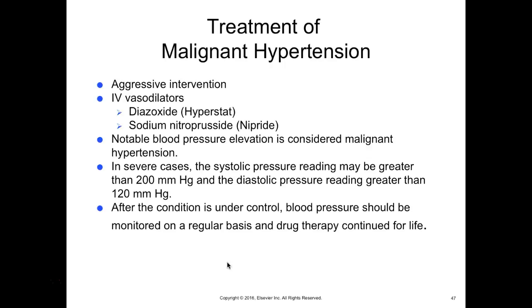So they need IV vasodilators, such as diazoxide and sodium nitroprusside, which will open up the vessels and increase blood flow. By opening and vasodilating, it reduces the blood pressure because it's just like a pipe. If the pipe's narrow, there's more pressure. If the pipe is wide, there's less pressure. In severe cases, the systolic pressure reading may be greater than 200 and the diastolic pressure greater than 120. So after the condition is under control, blood pressure should be monitored on a regular basis, and the patient should continue drug therapy for life.